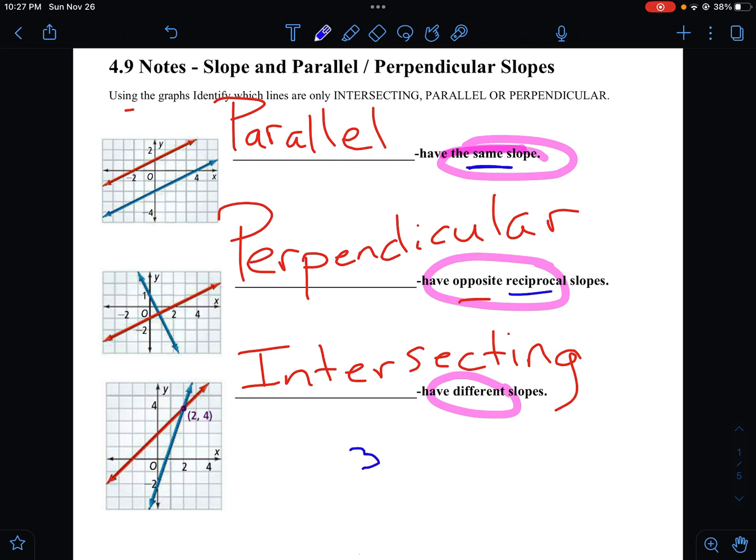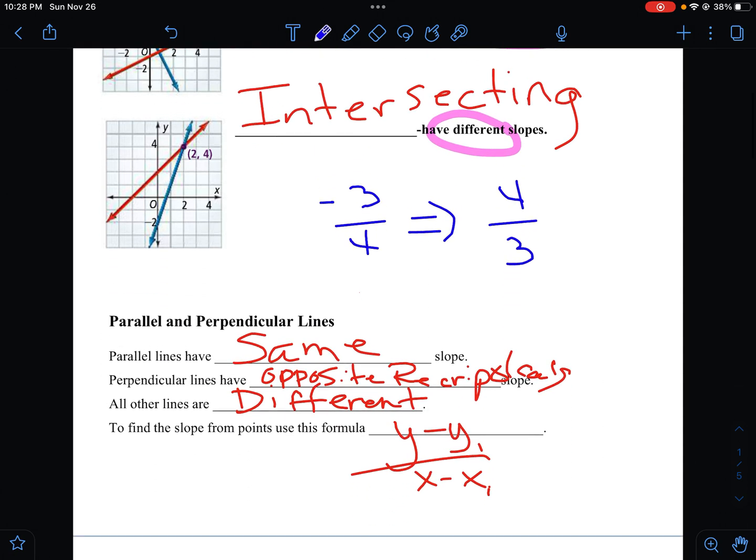So let's talk about an example of a perpendicular one. So fraction 3/4, and its reciprocal would be 4/3. And again, one of them would have to be negative. It wouldn't matter. The 4/3 could be negative, or I could have the 3/4 negative. Either one could potentially be negative. Just they have to be opposites, meaning one's positive, one's negative, and they also have to be reciprocals of each other. Okay, so that's the definition of what parallel and perpendicular are.